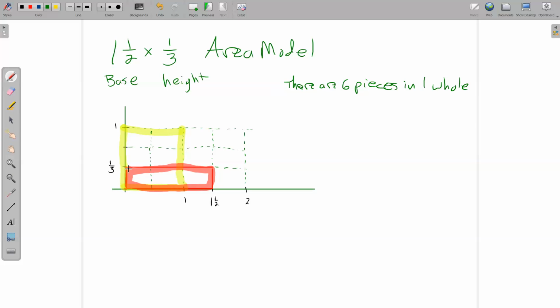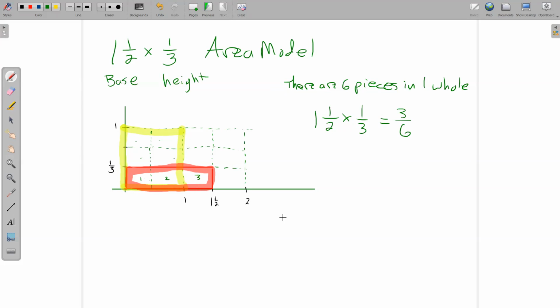And I have 1, 2, 3 in mine here. So then what it looks like is 1.5 times 1/3 is equal to 3/6, right? Because there are 1, 2, 3 of those equal sized pieces out of the 6 I expect to see in a whole. So 3/6 is one version of that answer.